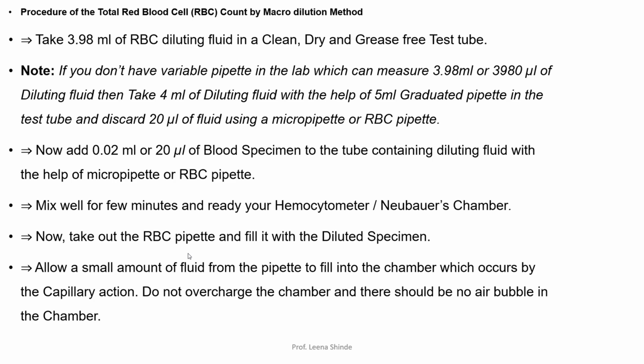Then take 0.02 ml or 20 microliters of blood specimen into the tube containing diluting fluid with the help of a micropipette or RBC pipette. Mix well for a few minutes and then it is ready for the hemocytometer.